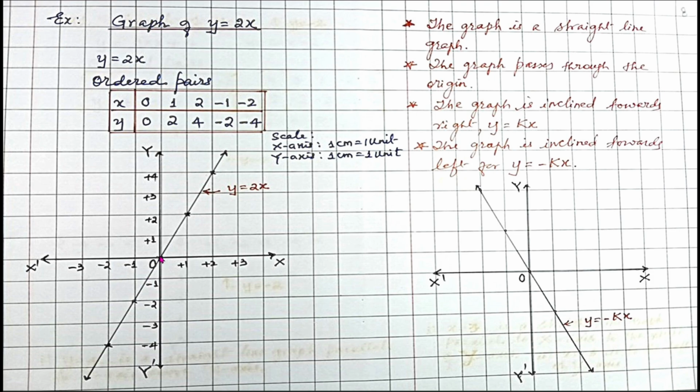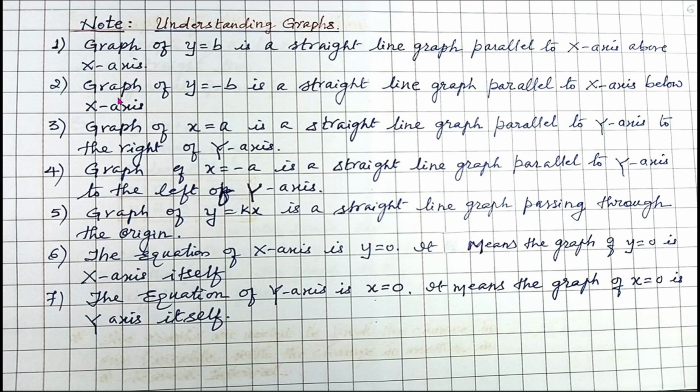And again, it's very important to understand here, if the coefficient of x is positive, the graph will be inclined towards the right. But if the same graph has a negative value, then it will be inclined towards the left. That's why I have concluded here, the graph is a straight line graph. The graph passes through the origin. The graph is inclined towards the right if y is equal to kx, and the graph is inclined towards the left if y is equal to minus kx. A very important conclusion. Now let us sum up everything we have learned.